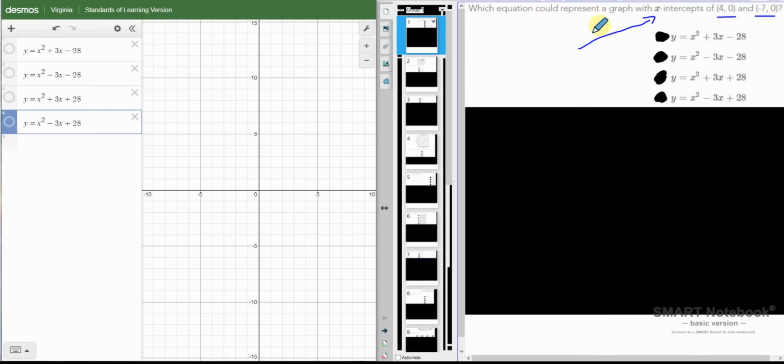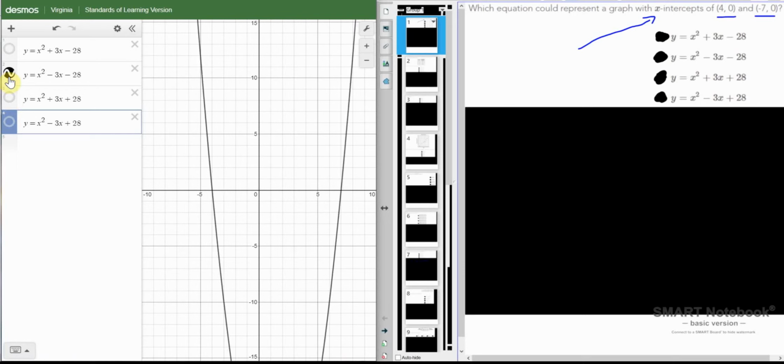Which equation could represent a graph with x-intercepts of (4, 0) and (-7, 0)? So you can see we want our graph to hit (4, 0) and (-7, 0). I've taken my 4 answer choices and entered them all in here. I'm going to start with the last selection. I can't even see that one, so it doesn't hit at (4, 0) or (-7, 0).